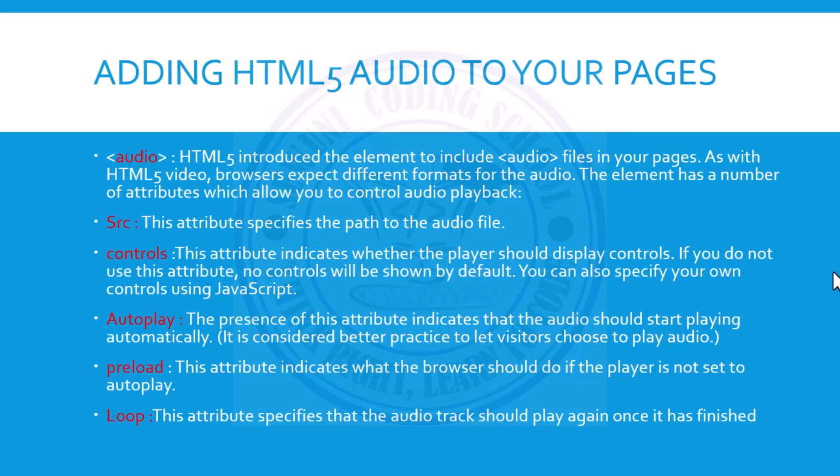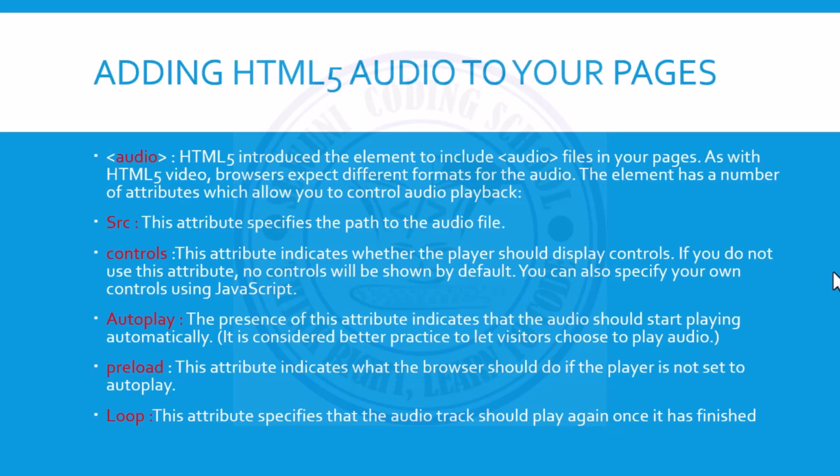It has controls, just like in video. The controls attribute shows the buttons. If you do not use the attribute, no control button will be shown. Most of the time too, it is added using JavaScript. We don't want to dwell much on that. Autoplay is also one of the attributes of audio. It indicates that the audio should start playing automatically. The preload indicates what the browser should do if the player is set to autoplay.